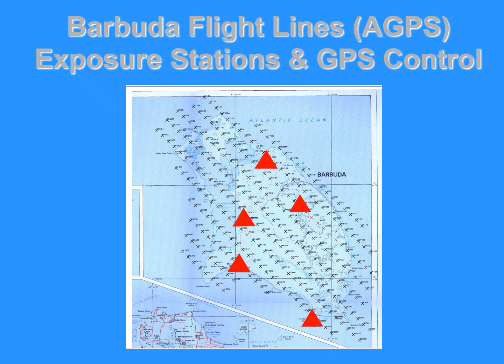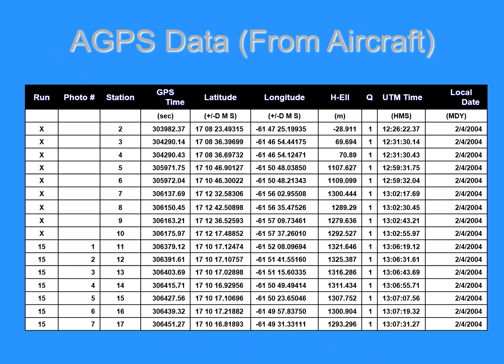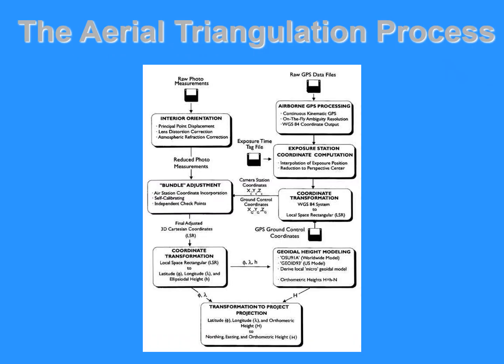The Barbuda flight lines shows the individual exposure stations and the GPS control. This shows the airborne GPS data from the aircraft. This is the aerial triangulation process, which culminates in the transformation to projection, northing, easting, and orthometric height.